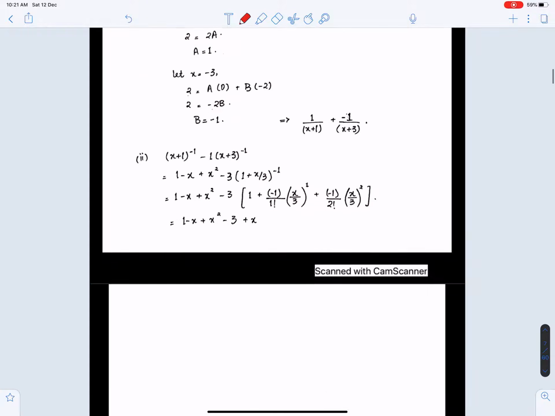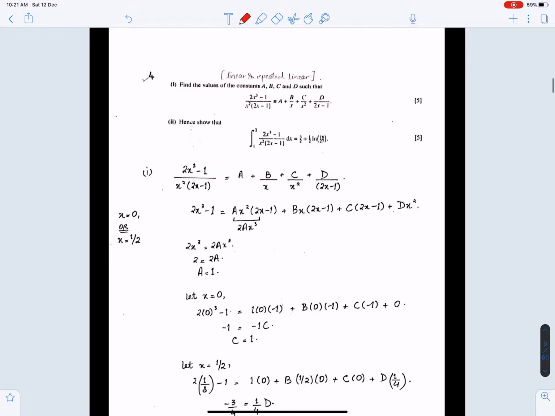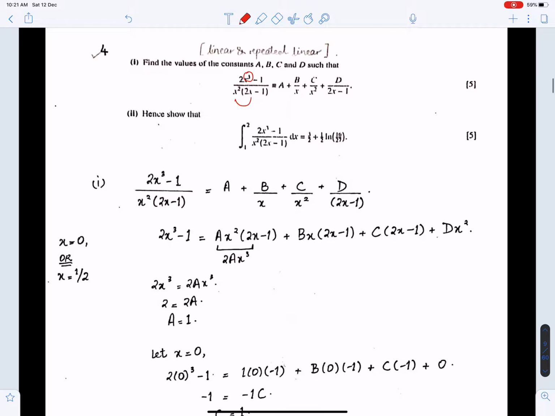Now the next question is question number 4. This is a question of an improper fraction, because the highest power of the variable in the denominator is the same as the highest power of the variable in the numerator. The highest power in the denominator is 3, and the highest power in the numerator is also 3. So this fraction is improper, and an improper fraction always starts with a constant, and this is the repeated linear factor, so this will be b upon x, c upon x square, and this is the linear factor, so d upon 2x minus 1. We write the repeated linear factor twice.